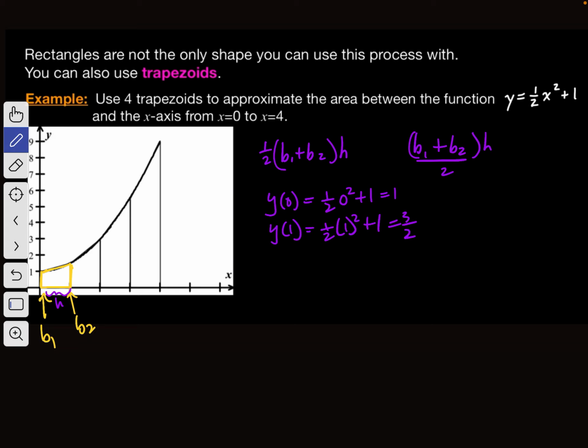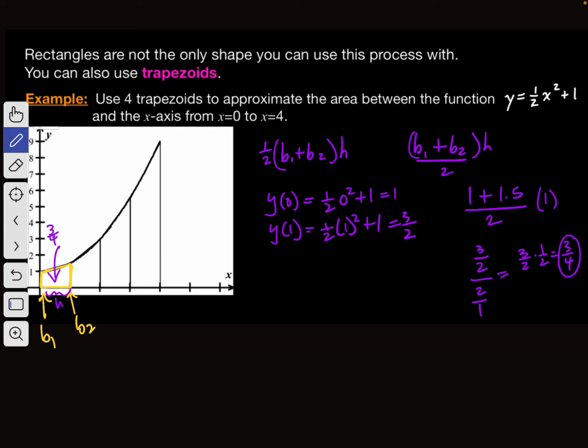All right, so that's your base 1 and your base 2. Your bases are always parallel, so 1 plus 3 halves divided by 2 times the height, which is 1. So 3 halves divided by 2 times 1, and I'm not going to put the times 1, but I have a fraction divided by a fraction, so 3 over 2 times 1 over 2 is 3/4. So the area of this first trapezoid would be 3/4.